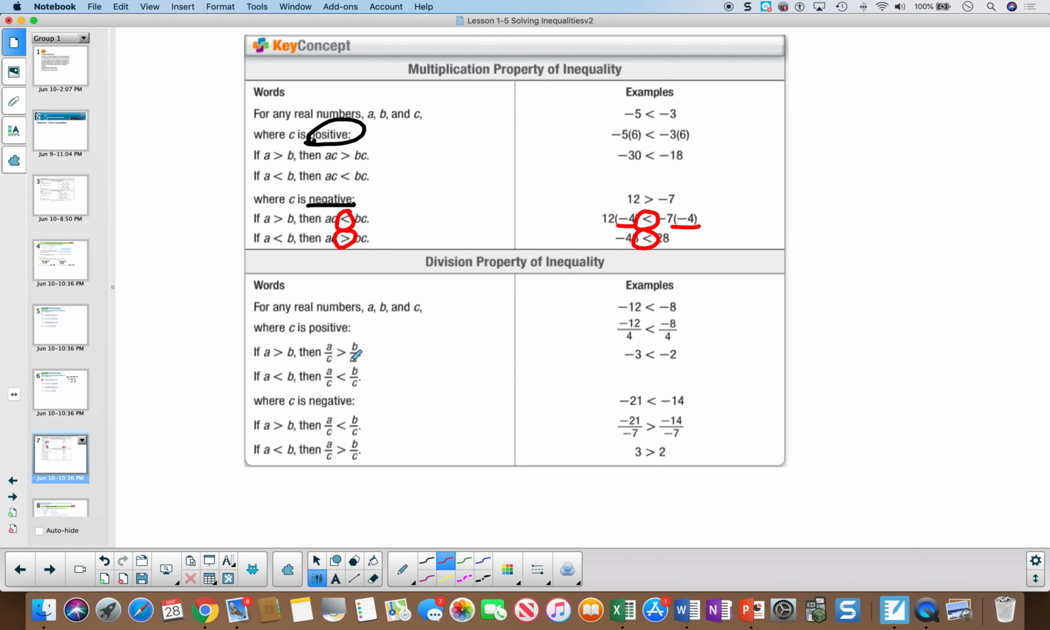And the same thing happens with division as well. If you are dividing by a positive number, nothing changes. It becomes less than. But once you divide by a negative number over here, then it changes from less than to greater than for the rest of the problem.